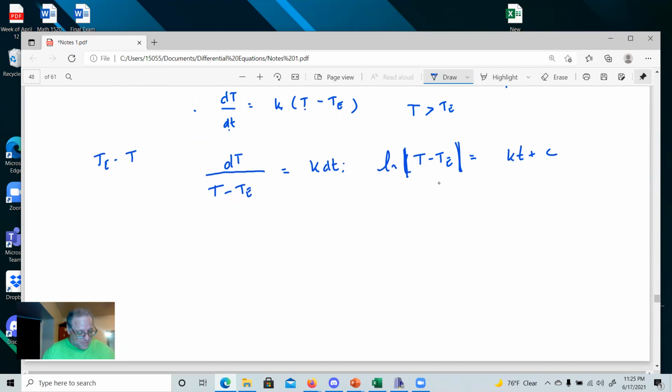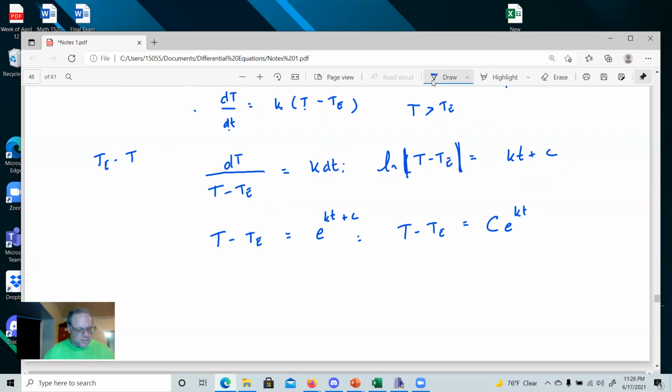So here we go. We have some algebra to do. Let's see here. What do we want to do? We're going to unlogify this. Take the anti-log. So we're going to have T minus TE is equal to e to the kt plus C. So T minus TE is equal to a constant times e to the kt.